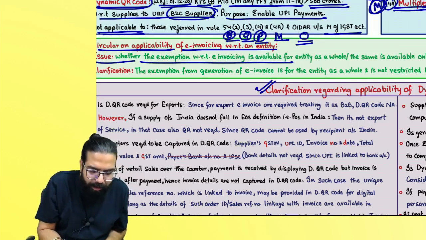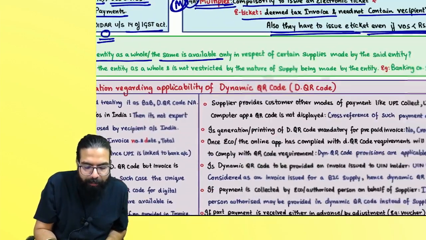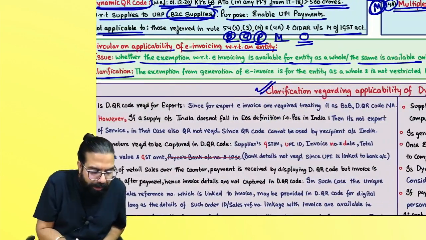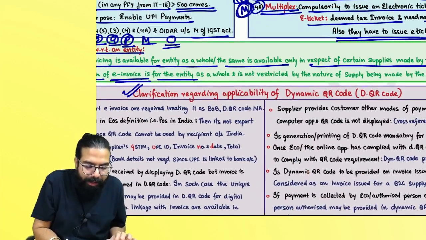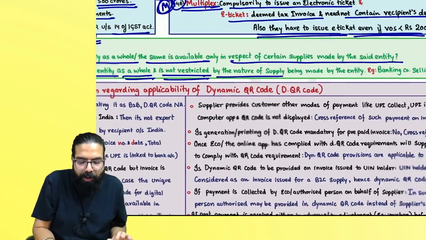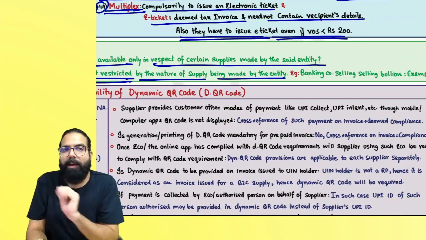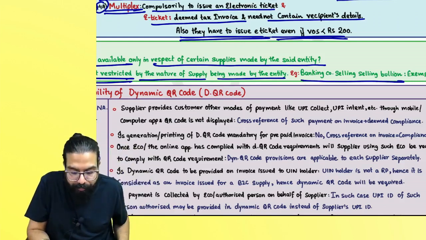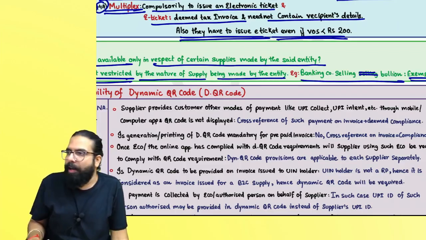Issue: whether the exemption with respect to e-invoicing is available for the entity as a whole, or the same is available only with respect to certain supplies made by the entity. So government went ahead and clarified the exemption from generation of e-invoicing is applicable for what? Entity as a whole, and not restricted by the nature of supply made by the entity. For an example, banking company doing banking services, e-invoicing is not required. What about banking company selling other goods, might be selling bullion, then Baba, then also it will be exempted from going ahead and doing e-invoicing. Are we clear, everyone? Can I go ahead?